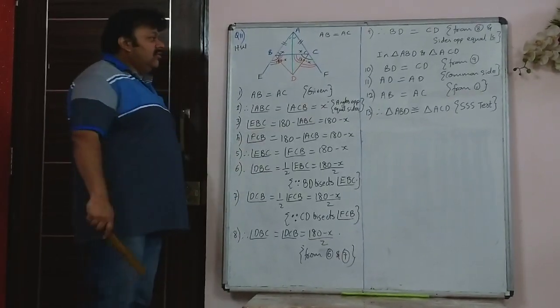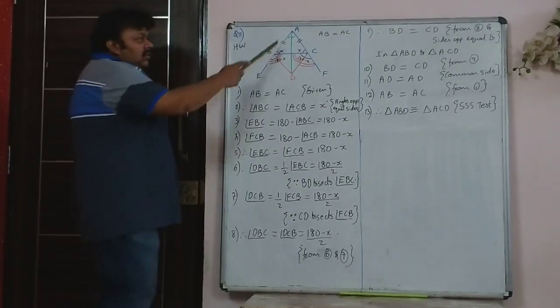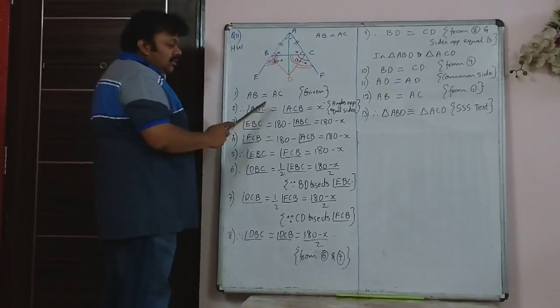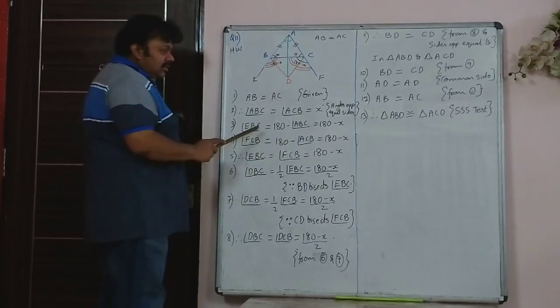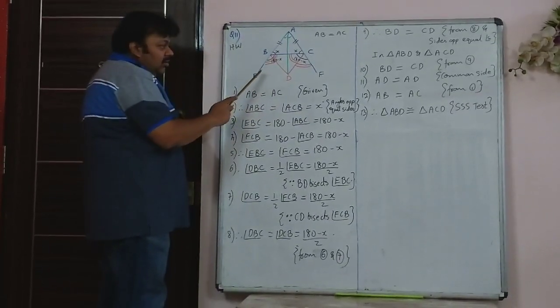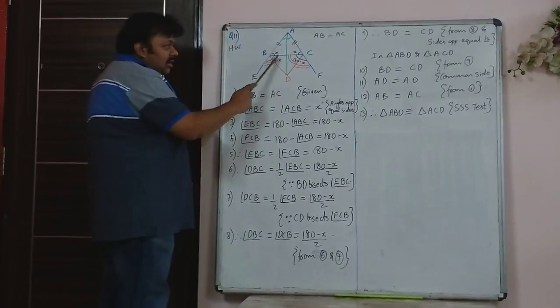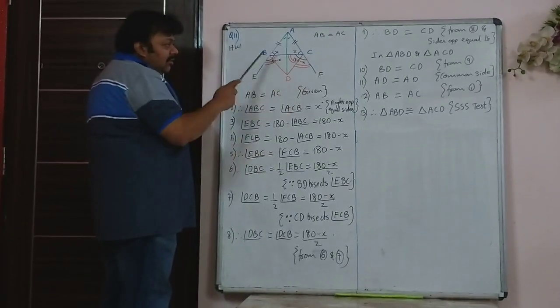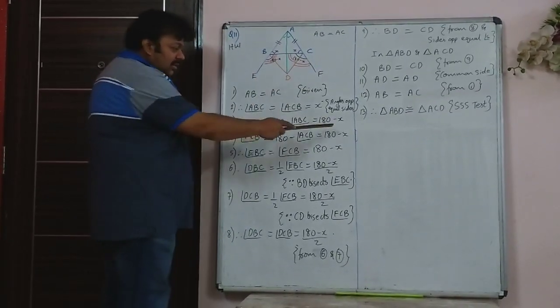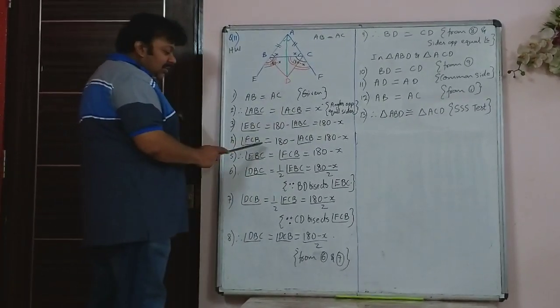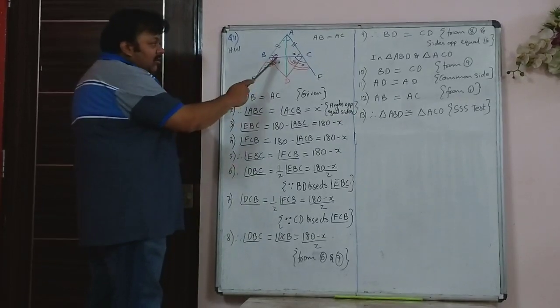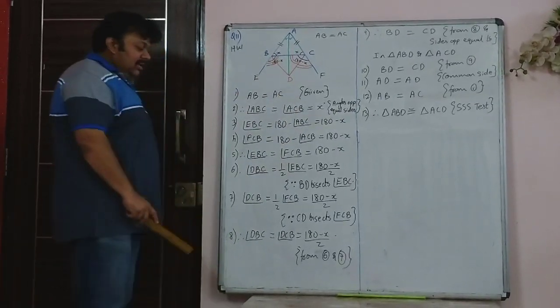So the explanation of this is you've got AB is equal to AC. So the base angles ABC and ACB are equal to x. So by linear pair you have EBC is 180 minus x and FCB is also 180 minus x. That's what is written in steps 3 and 4. Therefore EBC and FCB are equal. The entire angles are equal.